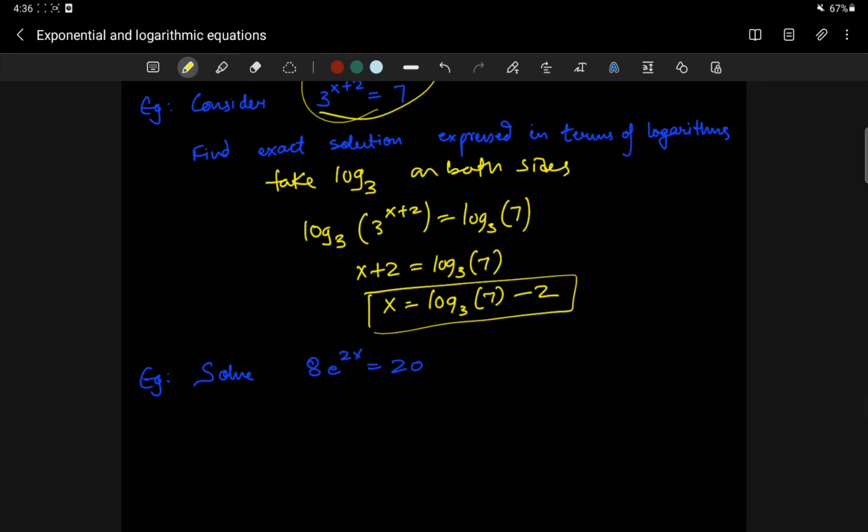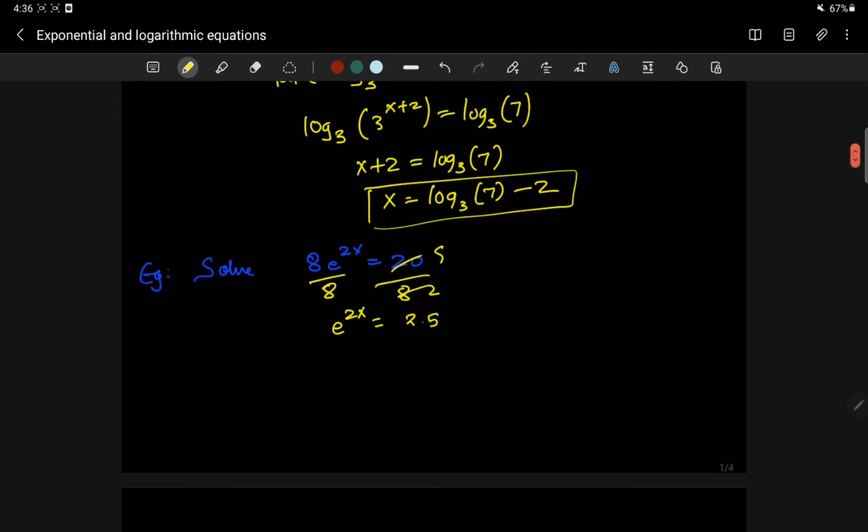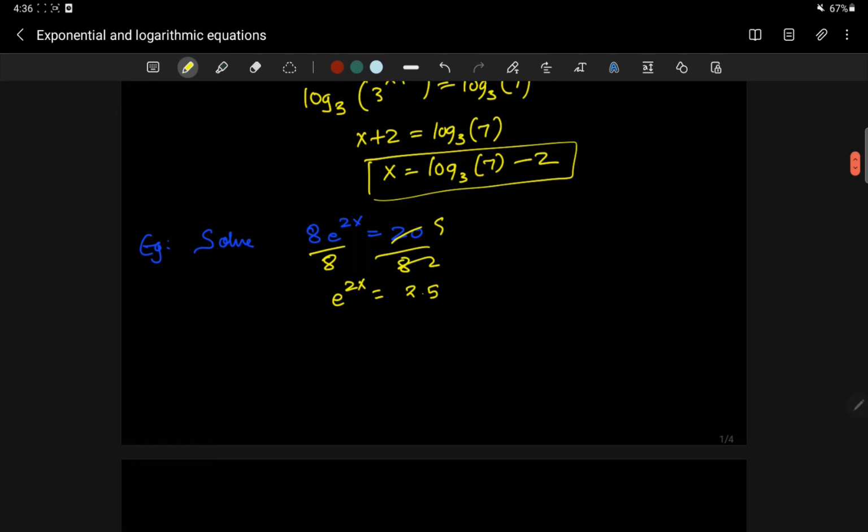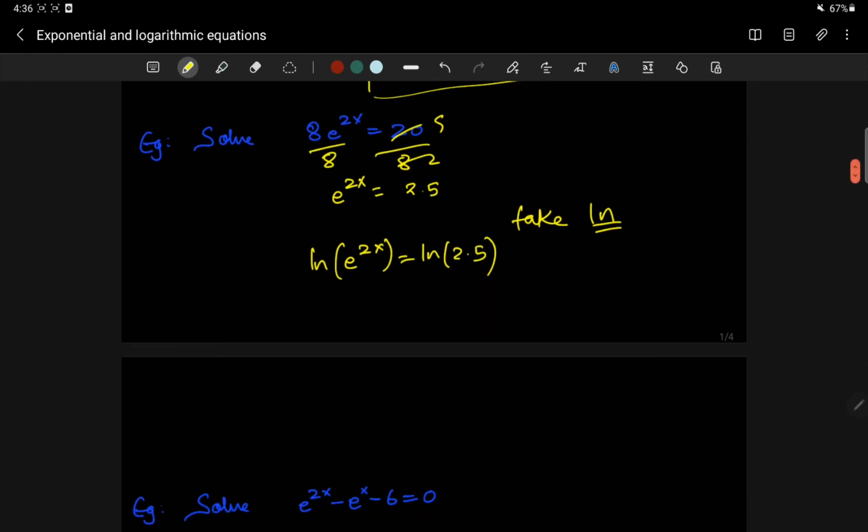Solve 8 e to the 2x equals 20. So we're going to first get rid of all the numbers in front and make this nice. Making this nice, this becomes 2.5. Now, same story as before. Because I want to get rid of the exponent, I'm going to take log base e, which we can write as ln. The whole point of taking the log is that it cancels out the exponentials. So you get 2x is ln of 2.5, or x is 1/2 of ln of 2.5.